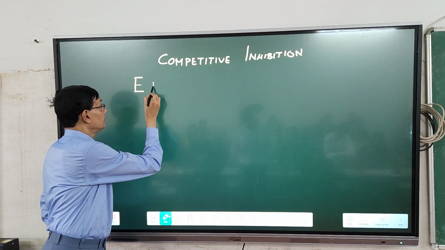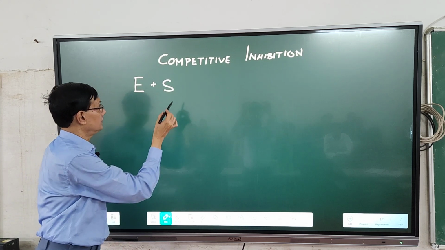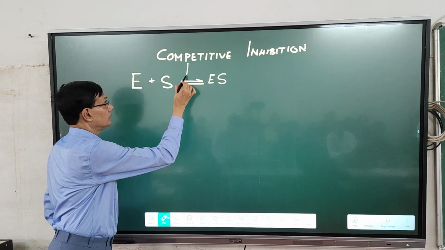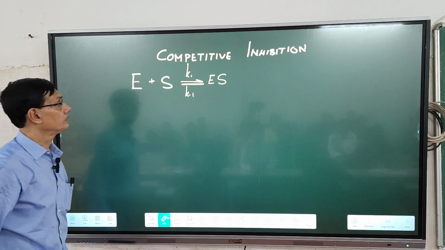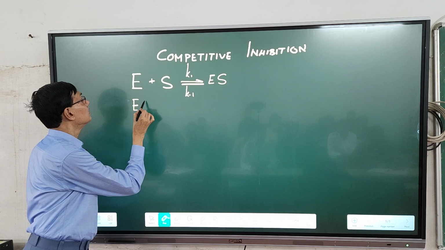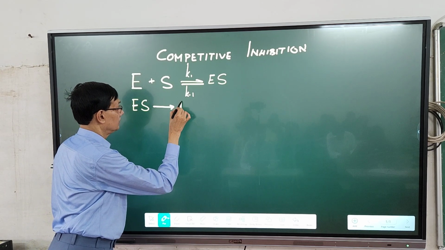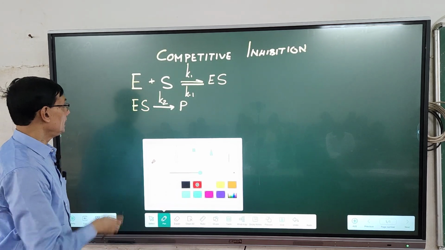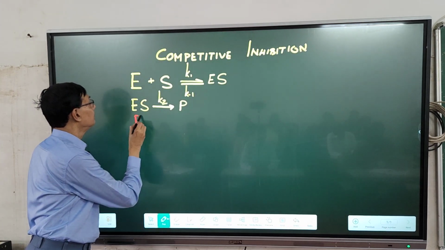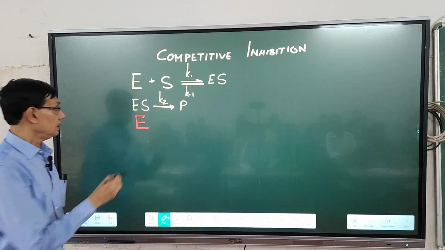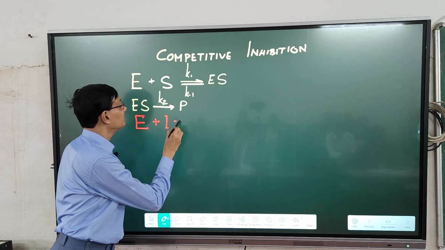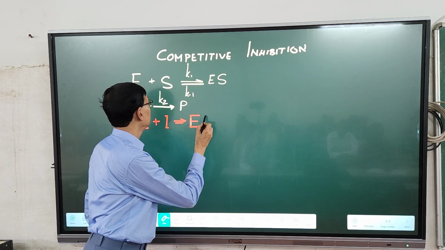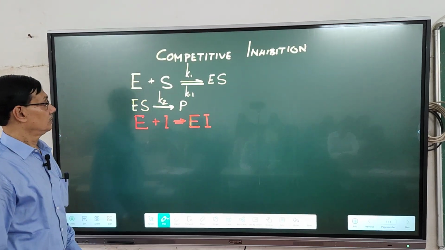You can see it, so the student can also see it. Same thing. Second is the product, and it is K2. But the new thing is that this enzyme reacts with inhibitors and forms EI. So we have to consider these things.